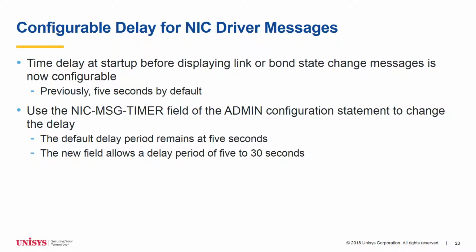With this feature, administrators can use the NIC message timer field on the admin configuration statement to configure a longer delay before CPCommOS displays these potentially alarming intermediate state changes messages, sometimes considered false alarm messages, for NIC interfaces and bonds at CPCommOS startup. Sites that have a more complex CPCommOS configuration, including a large set of NIC interfaces or bonds, can suppress intermediate state changes messages by configuring a longer wait time.